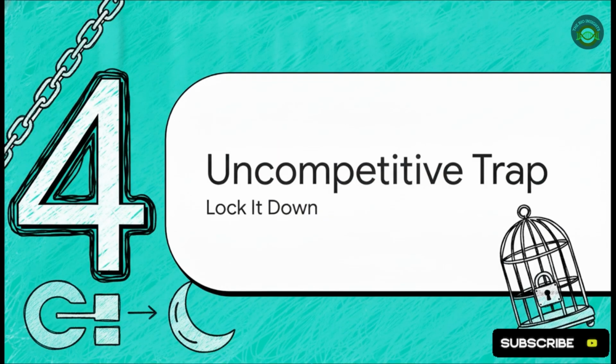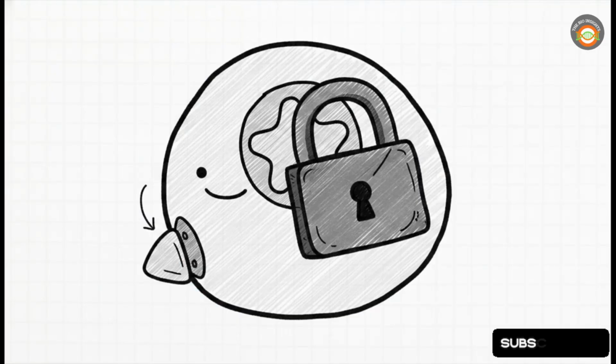Next up, section 4, the uncompetitive trap. Lock it down. This scenario is just wild. Uncompetitive inhibitors are uniquely patient. They don't just randomly bind to the free enzyme, no.